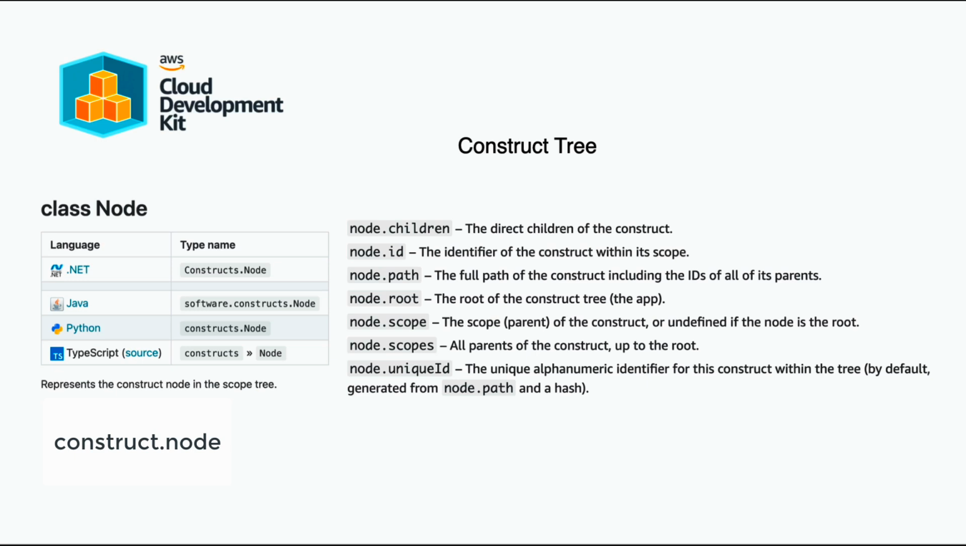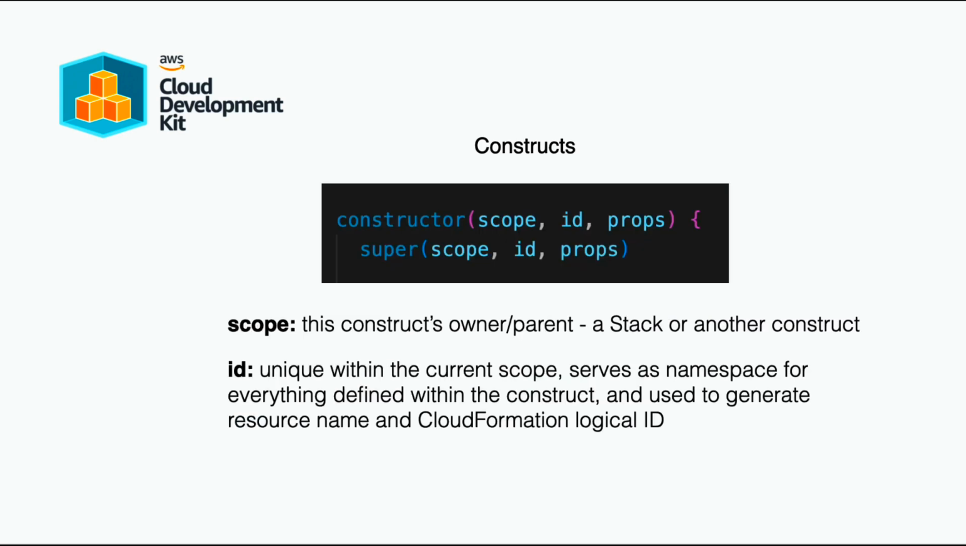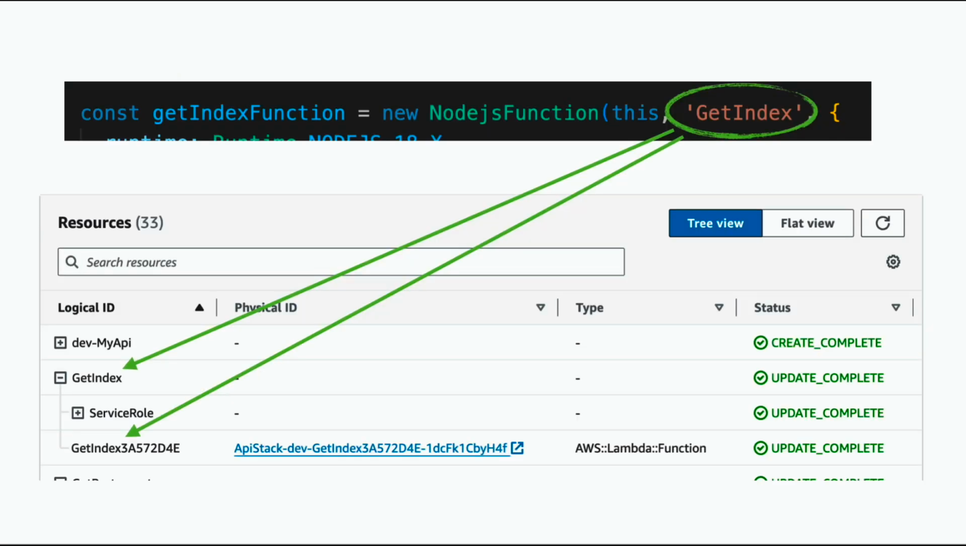And this can be very useful for building tools that, say, scan your construct tree and automatically create CloudWatch alarms for certain resources. And the ID argument is used as the namespace for everything that's defined within the current construct, and is used to generate the CloudFormation logical ID, and then by extension, the resource name. And it must be unique within the current scope, so a parent construct can't have multiple children with the same ID. And if you look at a CloudFormation stack generated by CDK, you see how this allows you to see all the related resources grouped together under the same namespace.